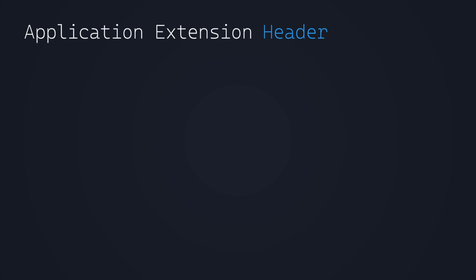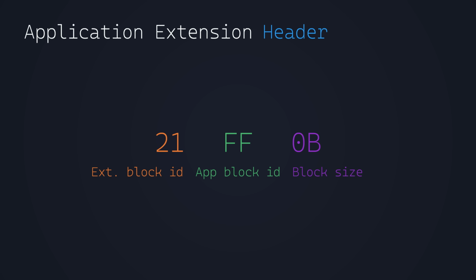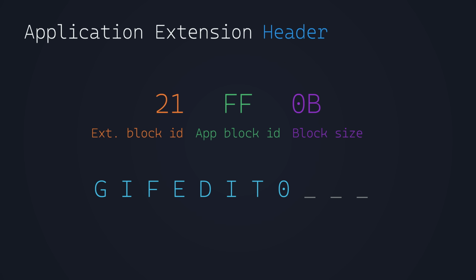First off, the header, which is defined as follows. First, you have the value hex 21, which identifies any extension block. Then, the extension label value. Each of those 4 I mentioned has one. In this case, hex FF. And finally, the block size, which is always hex 0B, meaning 11 bytes. The block size is also the reason why the identifier, which is arbitrary but I chose to be GIFEDIT0, needs to be padded to reach that 11-byte length.